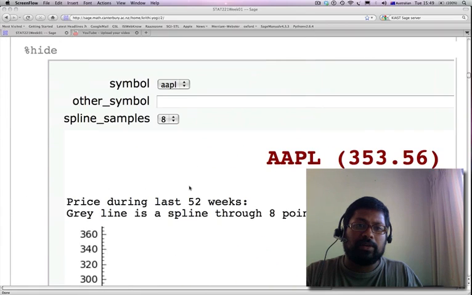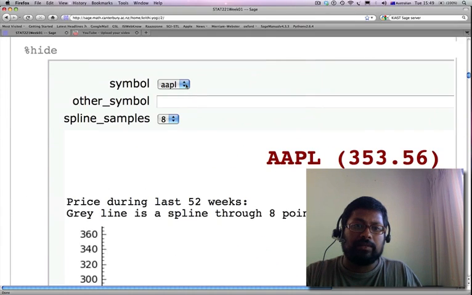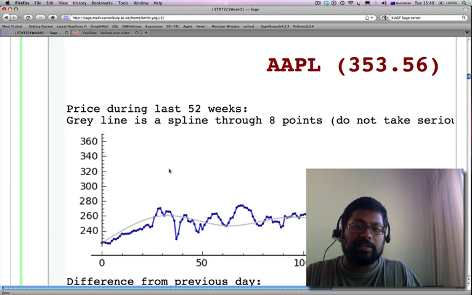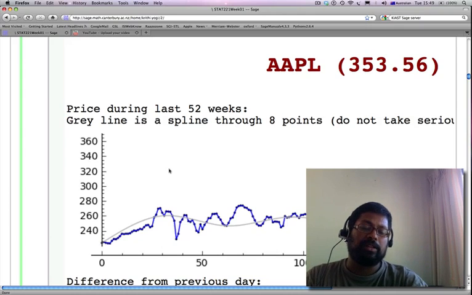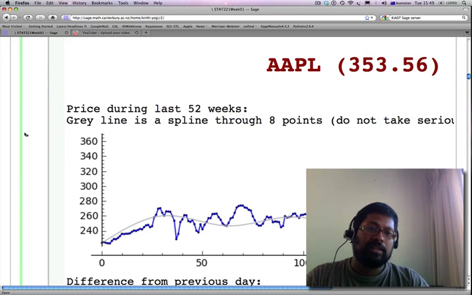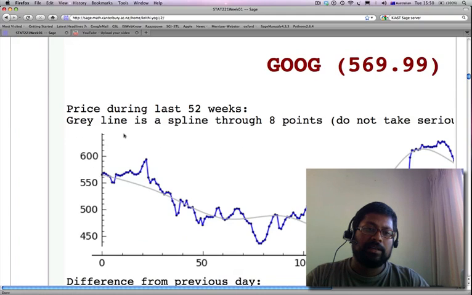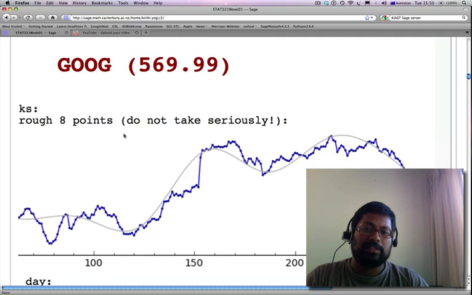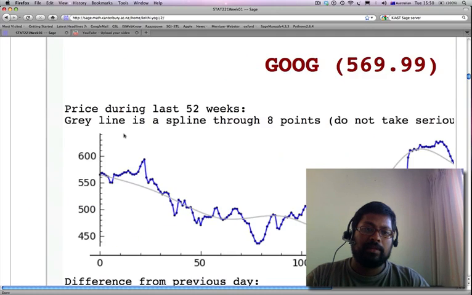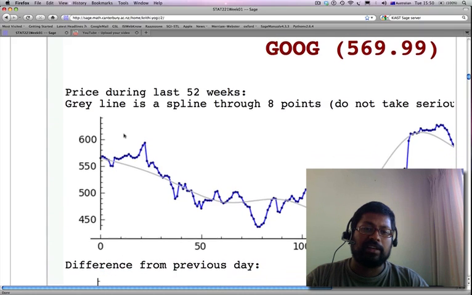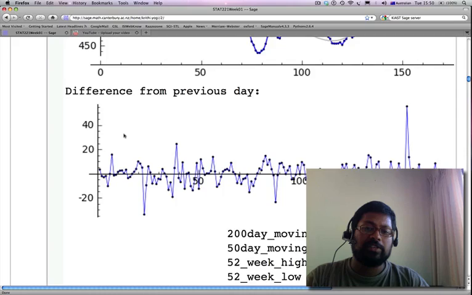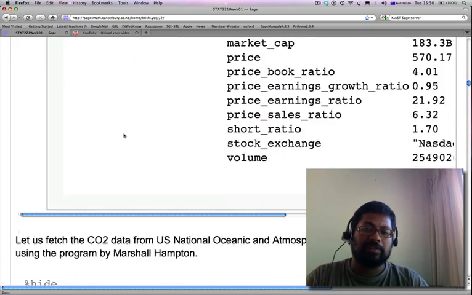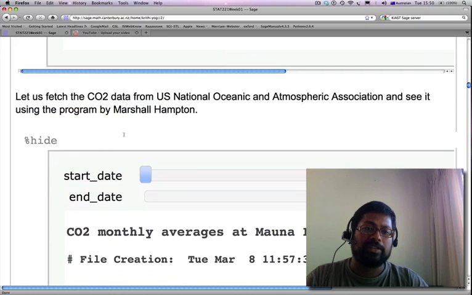If we want, we can grab, say, Google's stock data, and here are the stock prices for Google. When the bar is green on the left, that just means the cell is active, so we're actually fetching data, and there we are. We have the Google data, and the price is 569.99 right now. So this is a very nice feature of Sage. We can actually go out into the internet and fetch data.